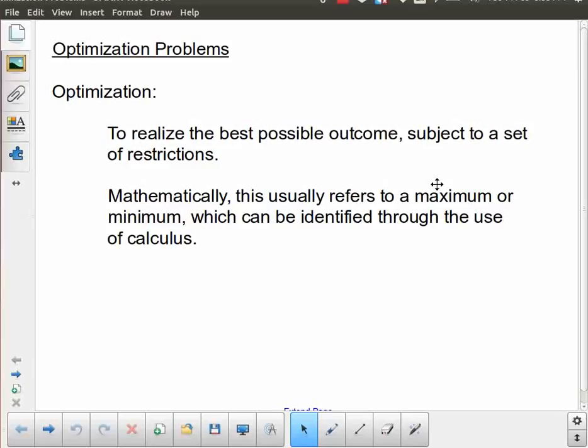For this lesson, we're going to be looking at the topic of optimization problems. When we talk about optimization, what we're saying is we're trying to come up with the best possible outcome subject to a set of conditions or a set of restrictions. When we talk about differential calculus, the calculus of taking the derivative, this is a really large part of actually making practical use of differential calculus.